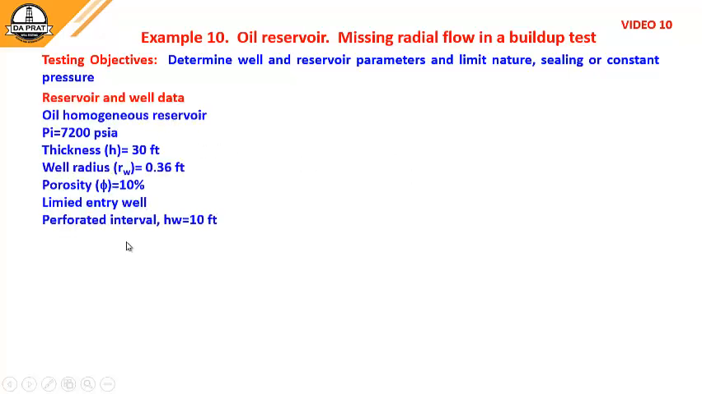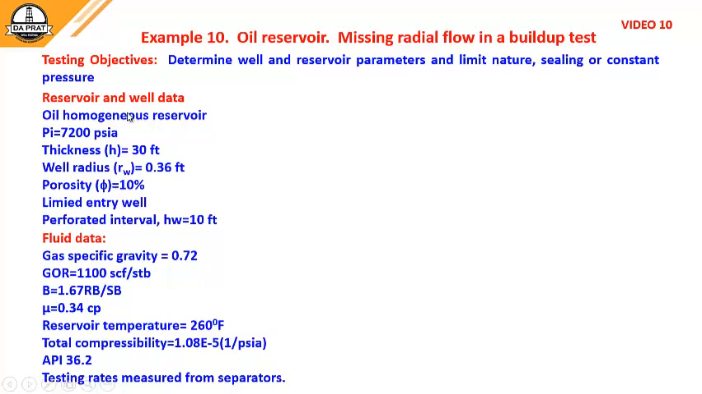Well data and reservoir data are here. You can read it. In this case, the well data is a limited entry: just 10 feet has been perforated. This is an exploratory well, and in many cases, before you go to full perforation of the interval, you may just do a limited entry to make sure that the reservoir is going to be commercial.